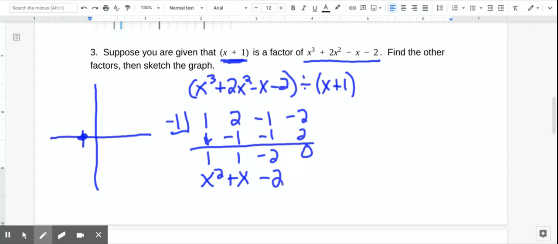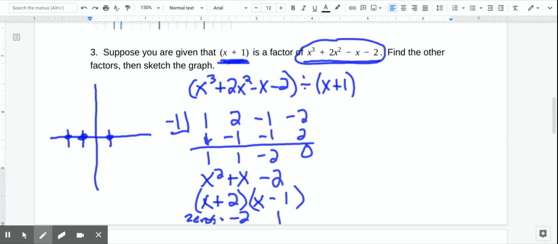Now let's keep factoring that. So finish factoring this. This is going to factor into, the signs are different, things that multiply to -2 and add up to 1. So those are the other factors. Remember, we were told that x plus 1 is a factor. Now we know that x plus 2 is a factor, and x minus 1. So the zeros are -1, -2, and 1.